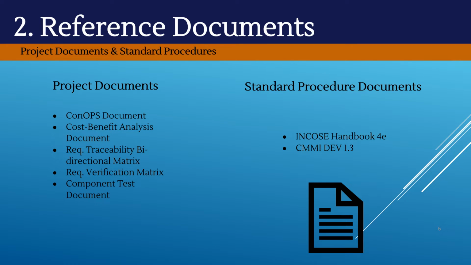Throughout the development of the IVVT, there were certain documents that were generated by both myself and Bosco. One was the ConOps document. All of these documents will be talked about later on in section 5. They are the ConOps document, the cost-benefit analysis document, the requirements traceability bidirectional matrix, the requirement verification matrix, and the component test document. For standard procedures, we use the INCOSE handbook, the fourth edition, and the CMMI-DEV 1.3.